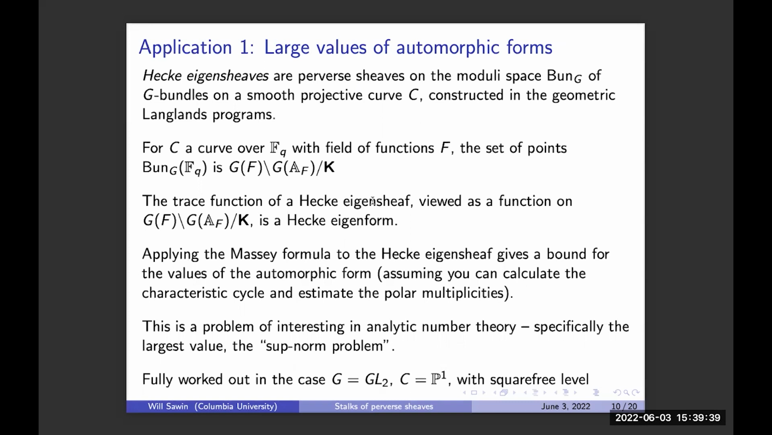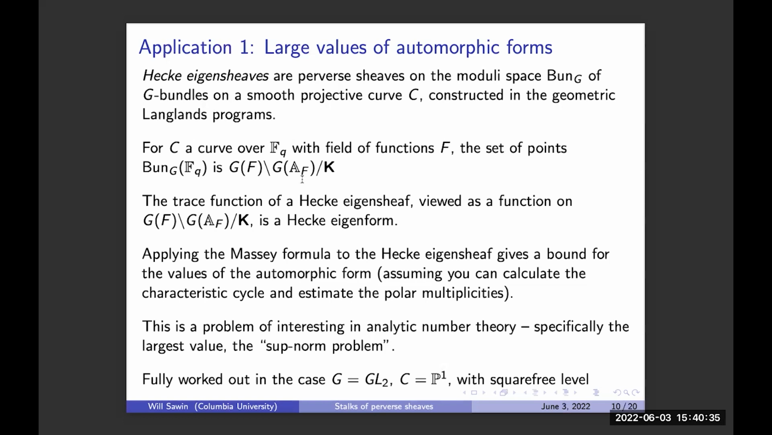So one of the most famous examples of perverse sheaves with interesting trace function is Hecke eigensheaves, which are the foundations of geometric Langlands theory. And these are sheaves on the moduli space of G-bundles on a smooth projective curve C. And the interesting thing about the moduli space of G-bundles is that its set of F_q points, for a finite field F_q, has an arithmetic interpretation. There's a parameterization due to Weil that tells you that this is equal to the adelic points of the group modulo the rational points of the group over this field F, the field of functions of the curve, and then modulo the standard maximal compact subgroup.